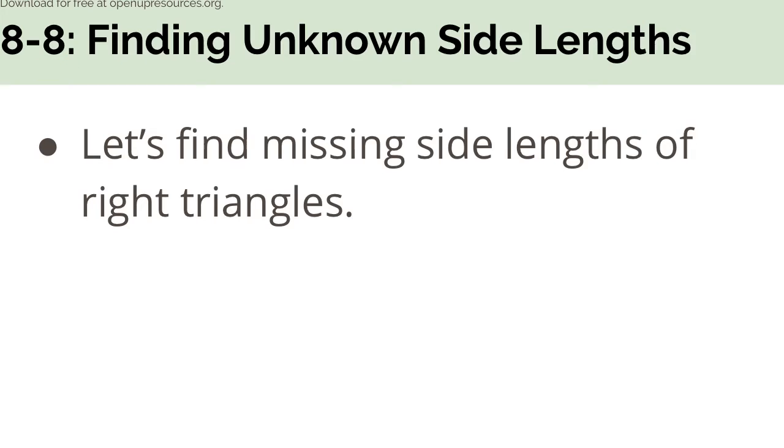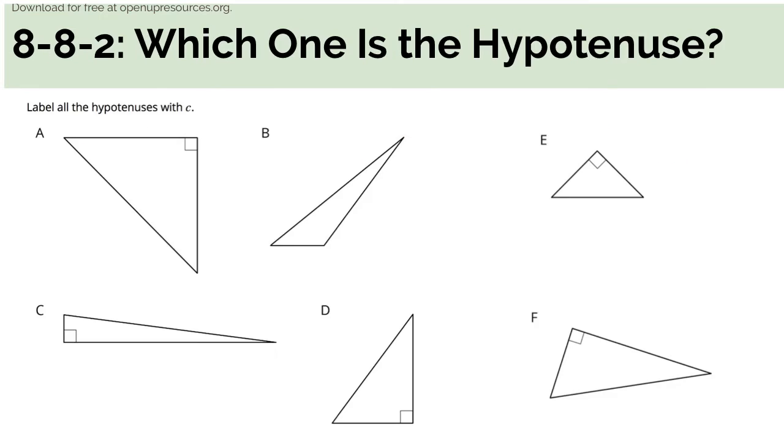Now we're on to lesson 8, and we're going to keep working on finding the unknown side lengths. We are going to skip ahead to activity 2, and the first thing you're going to do is label all the hypotenuses with C. Go ahead and do that. Start again when you're ready. So this is where the C should be placed for the hypotenuse on each triangle. B is not a right triangle, so it does not have a hypotenuse. Only right triangles do. And remember that the hypotenuse is always opposite or across from your right angle.